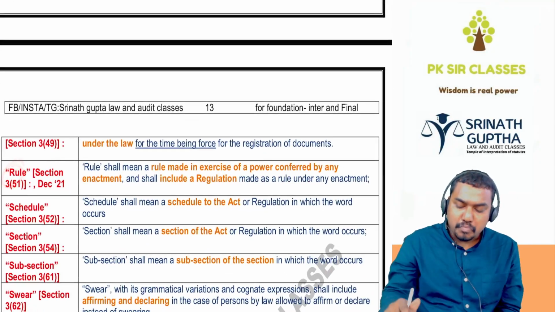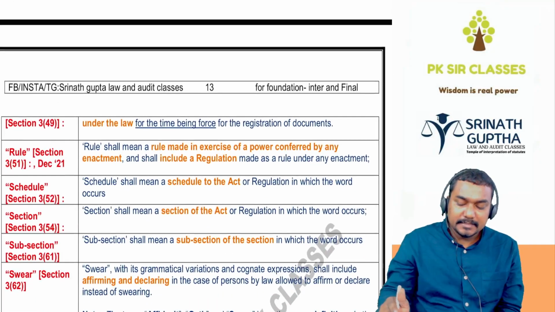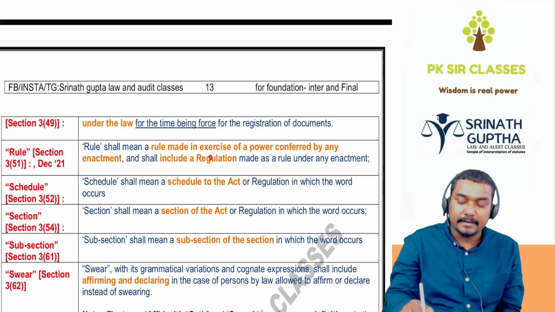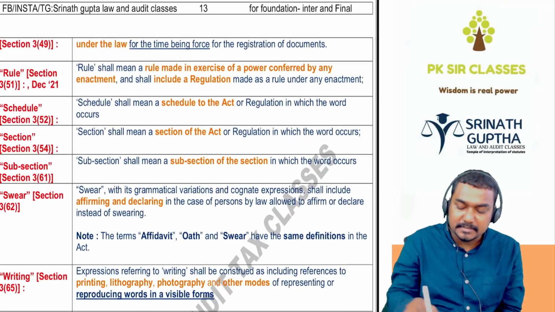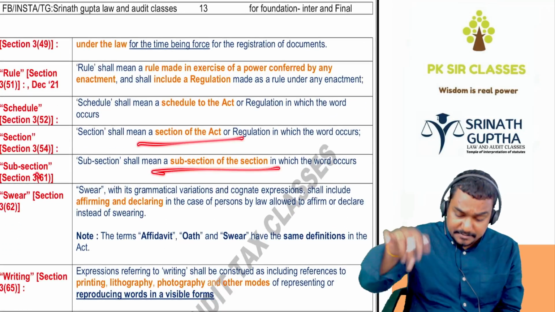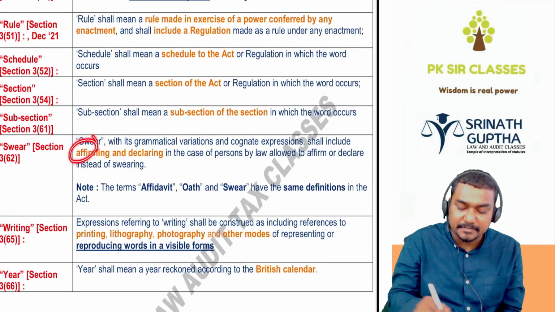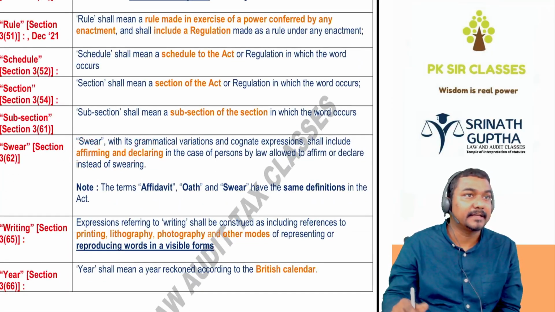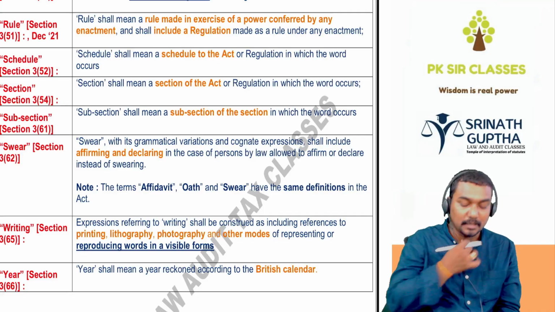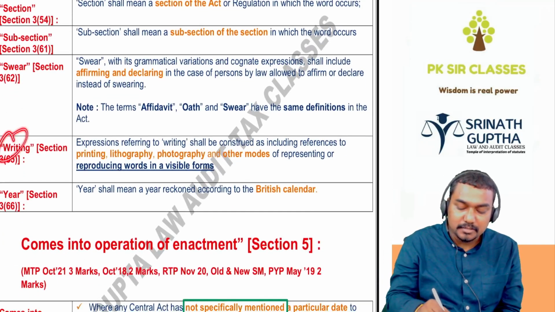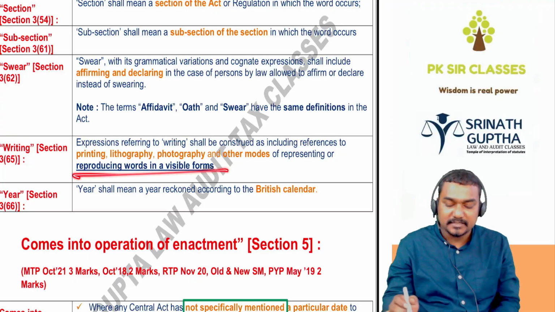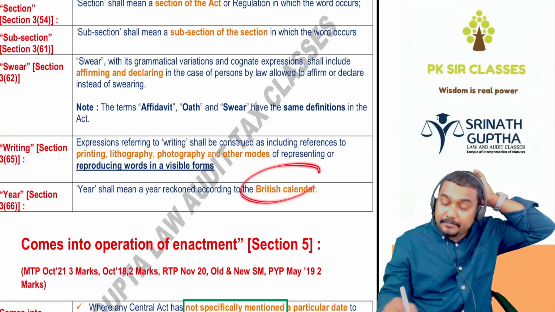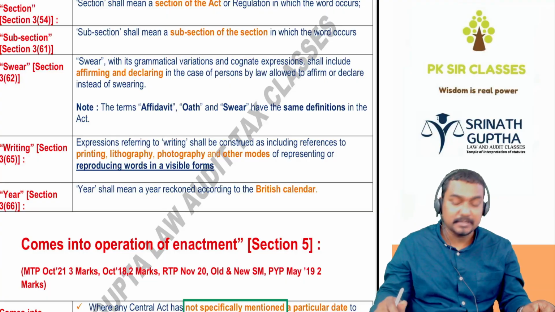Next. Rule means rule made in India under the act. It includes the regulation also. Schedule means schedule of the act. Section means section of the act. Subsection means subsection of the section. Swear means accepting or declaring. Swear on the Bible, Gita, Quran. Writing includes printing, lithography, photography, and any other mode for reproducing the words in visible form. Year means year as per the British calendar, January to December.